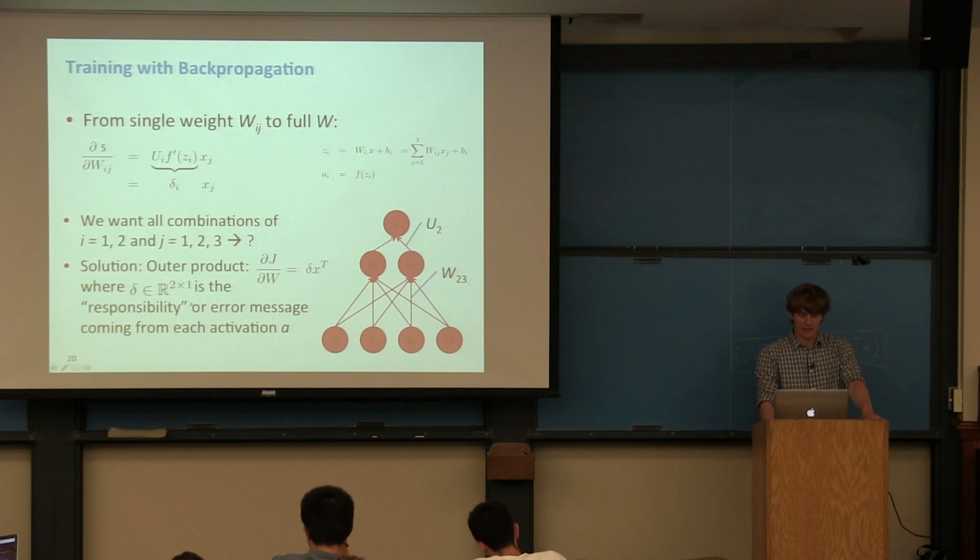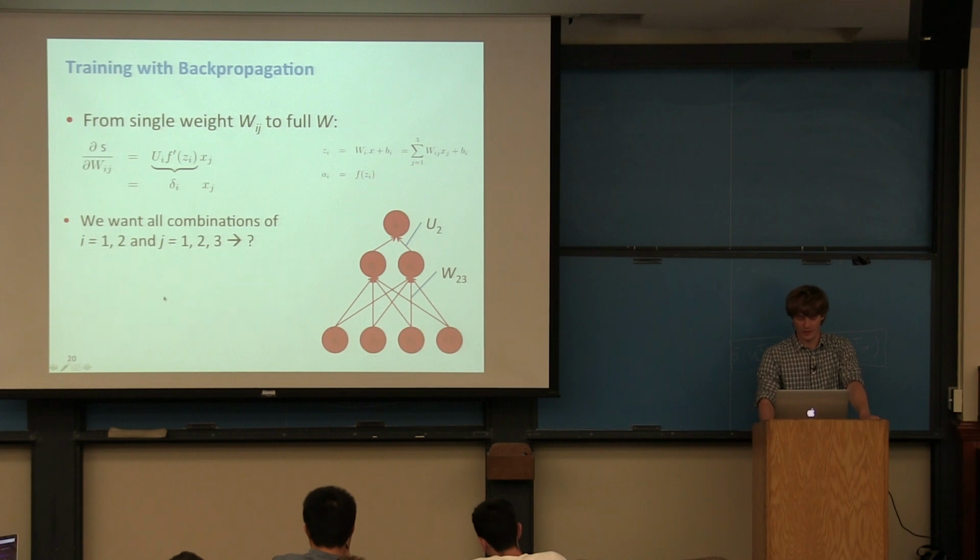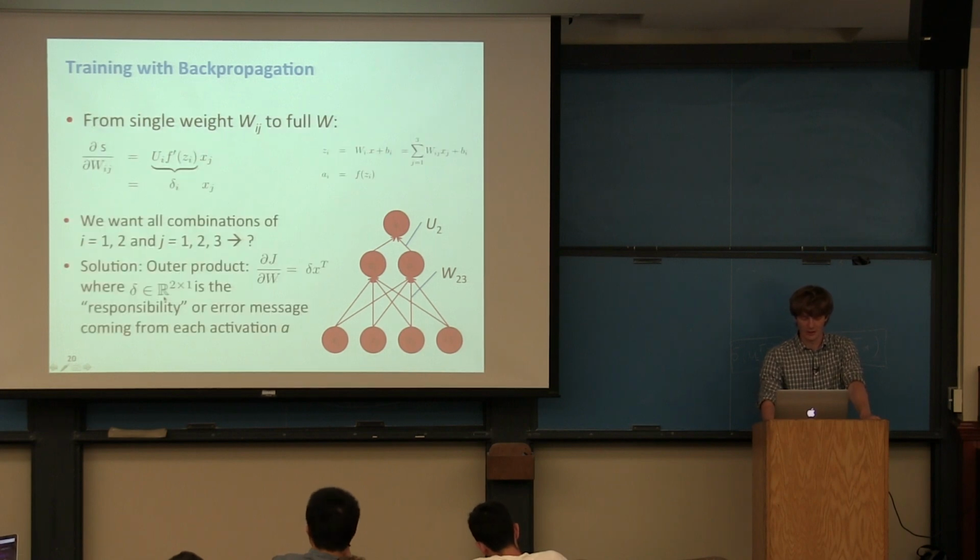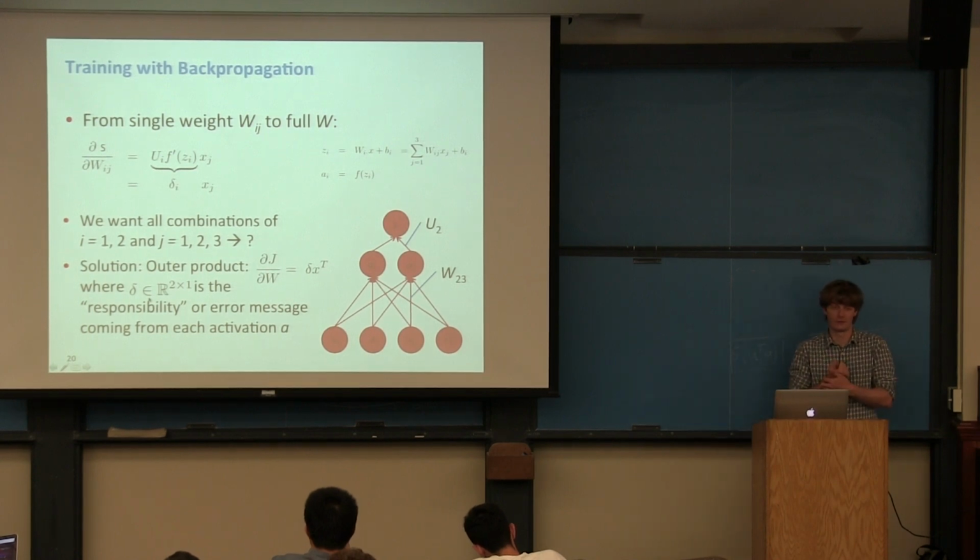And now we again define delta here as our error message or local error signal or responsibility for each activation A. So basically, the delta can be interpreted as, how important was that AI for the final error? And that is going to be true for all the deltas that we'll define throughout the entire lecture and subsequent lectures.